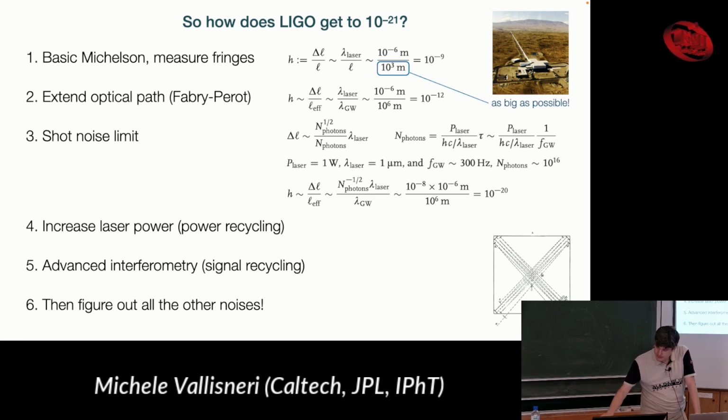So the signal that was seen in 2015 was of order 10 to the minus 21, 10 to the minus 22 strain. So that's the fractional oscillation of the length in the interferometer. So we need to get there. So you may say, let's make it long. On the Earth, it's hard to do things longer than 1 kilometer.